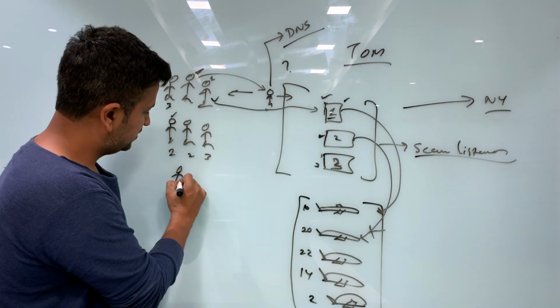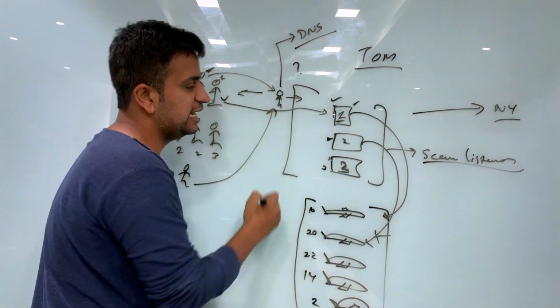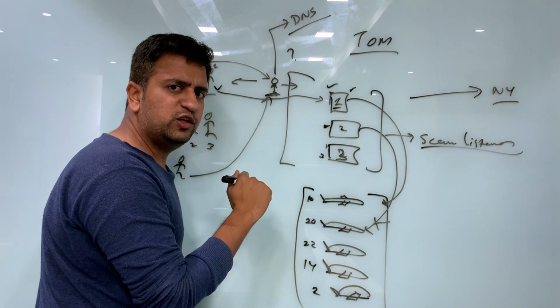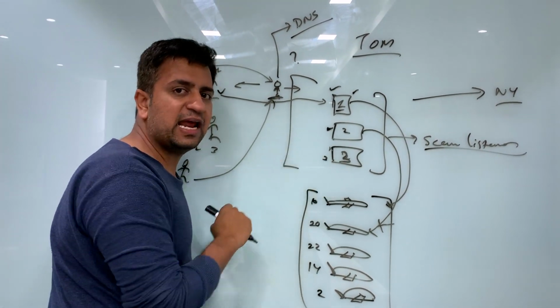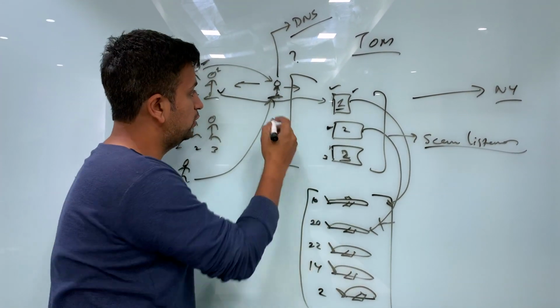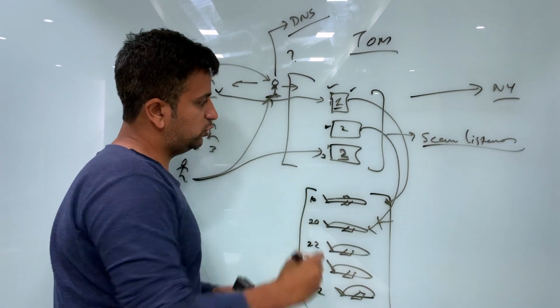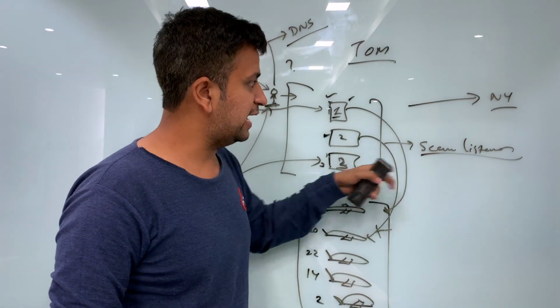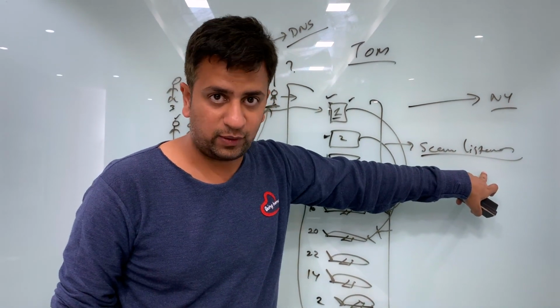We have a new person coming to the DNS server. The DNS server says, hey, you know what, you should actually go to scan IP3 because that is free right now. So this connection is given to the third scan IP. On this scan IP, a scan listener is running, right?